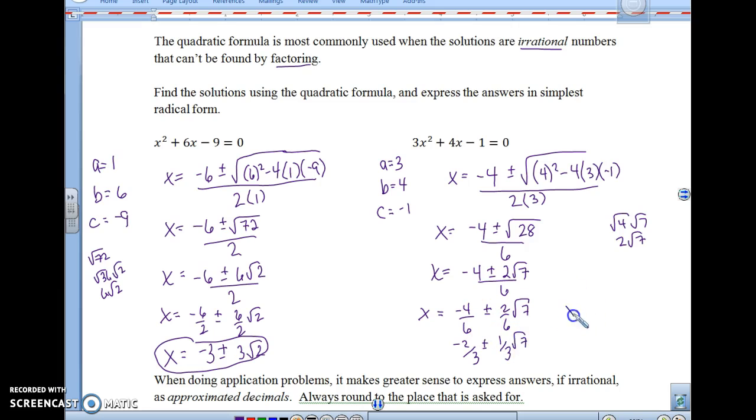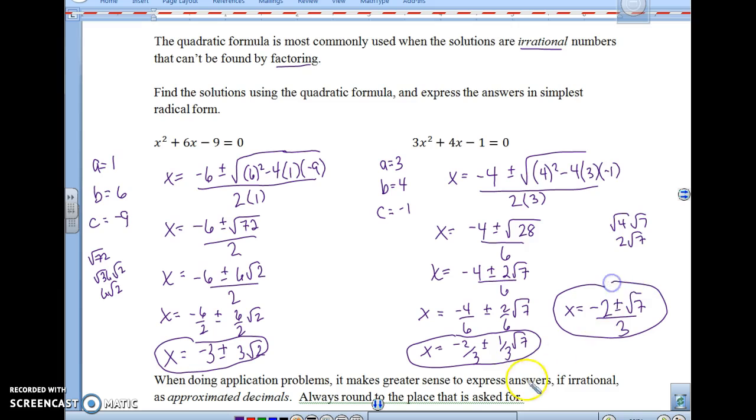Now some people like to leave it as one whole thing. If you do that, just divide each of these terms by 2. It's also equivalent to negative 2 plus or minus the square root of 7 over 3. These are equivalent, so you could do it that way as well. Just divide the 2 out on all 3 of the terms.